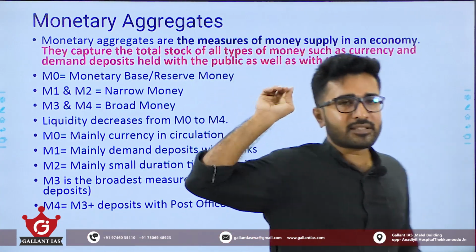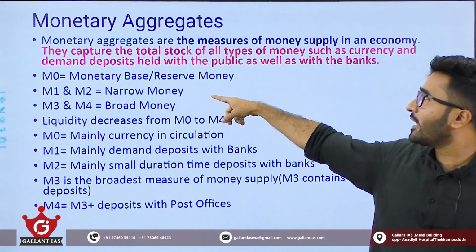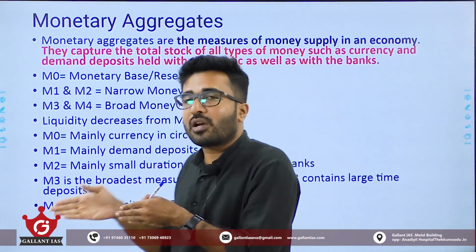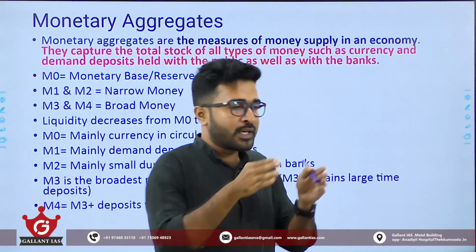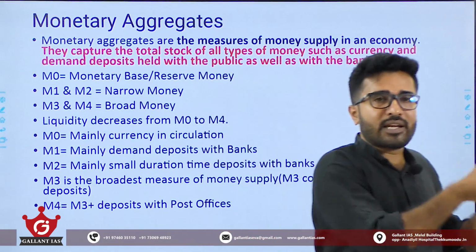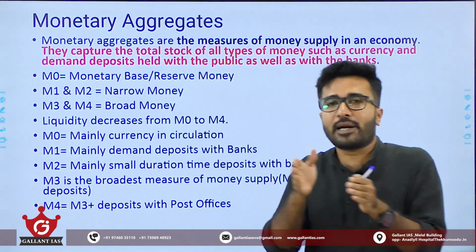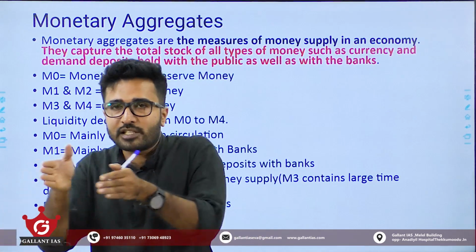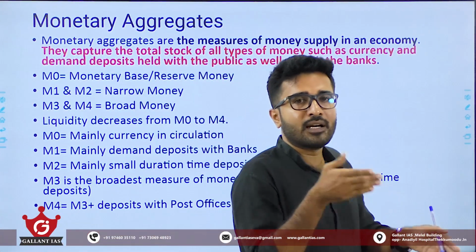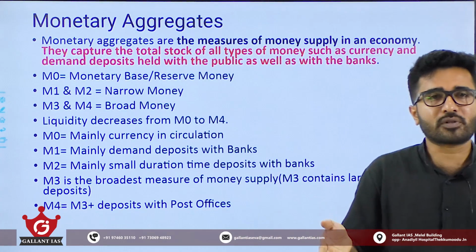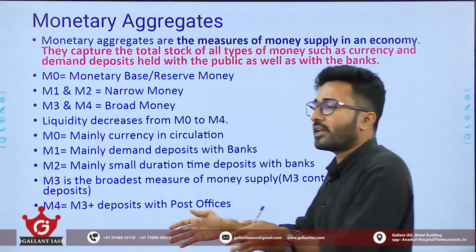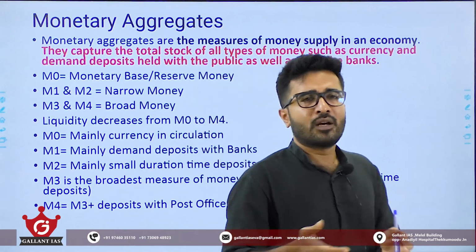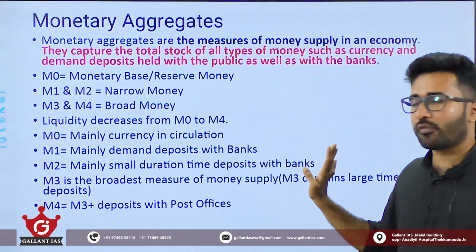By calculating these monetary aggregates, M0, M1, and so on, RBI will come to know that this much money is located in the hands of the public, this much is held in bank demand deposits, this much is in banks as FDs or term deposits, and this much is in post office savings deposits. So this is just a measurement of where the money is located, this M0, M1, M2, etc.